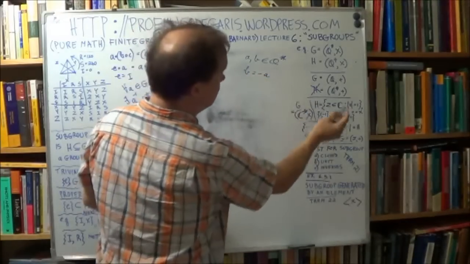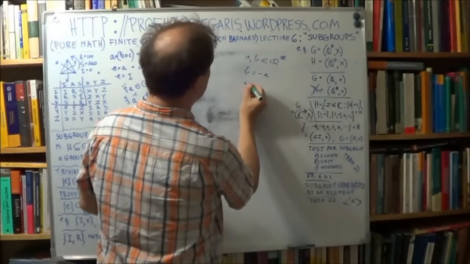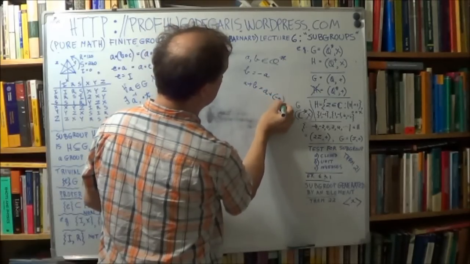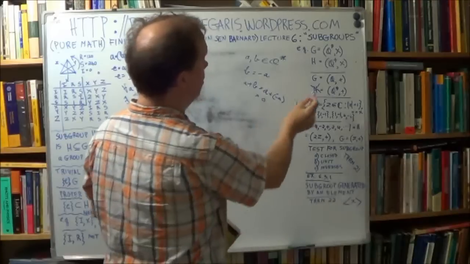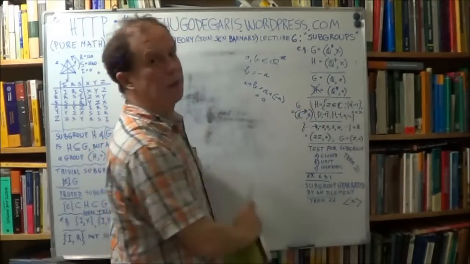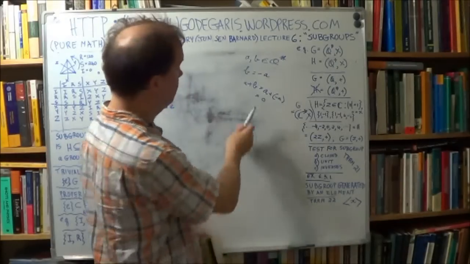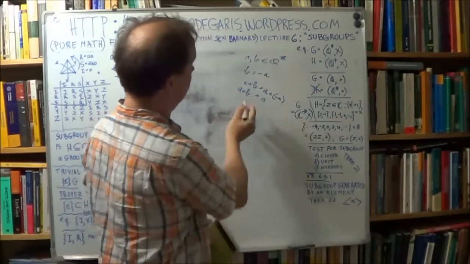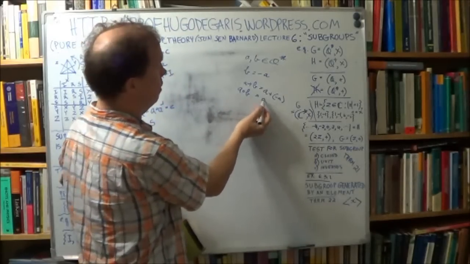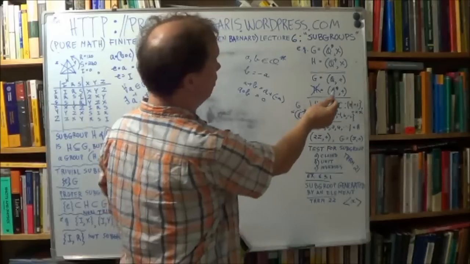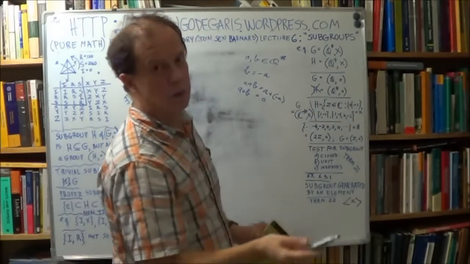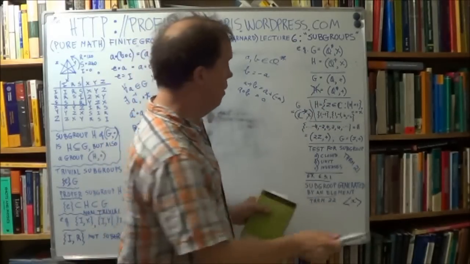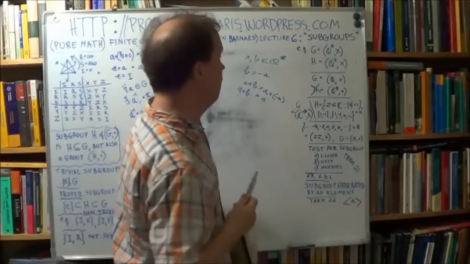When you add these two, because the binary operation is add, A plus B would then be A plus minus A, which gives you 0. But 0 does not belong to this set. So it's not closed. The result of the binary operation of A with B gives you 0, an element that does not belong to this set. So this H is not a group, and therefore it cannot be a subgroup of G.